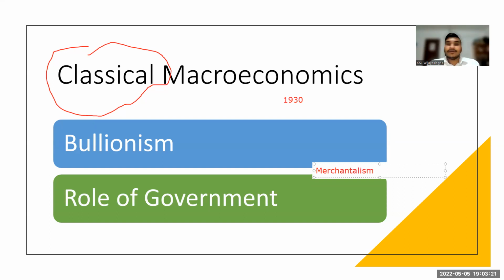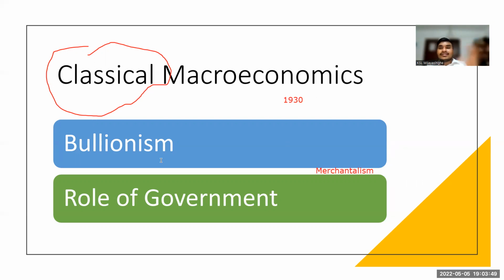Not the culture. Basically, that was the practice in that time of the world. So in the 1930s, we had mercantilism. So what do we mean by mercantilism? There are two bases of mercantilism, which we have called here Bullionism and the role of the government. Bullionism comes under mercantilism.